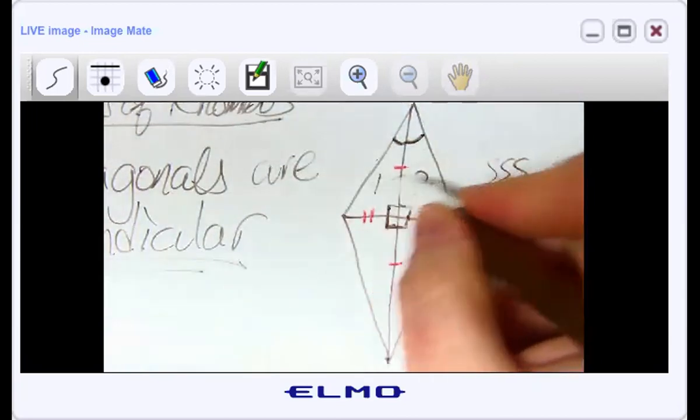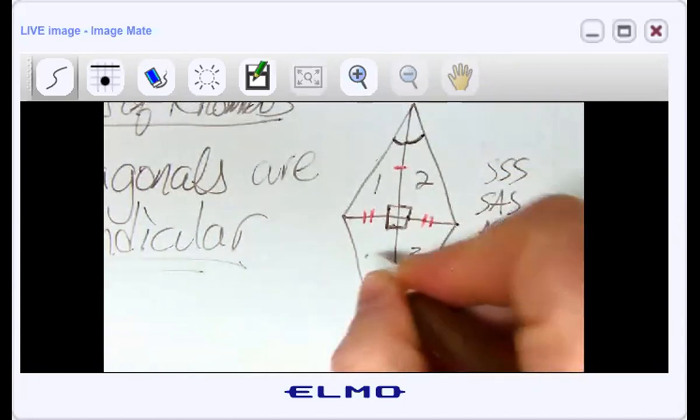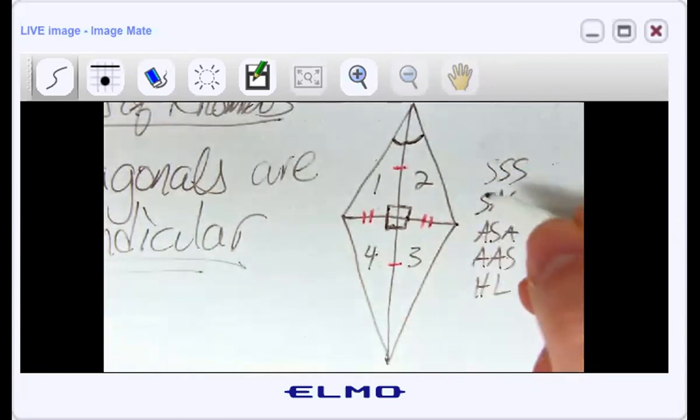Because now I don't have just these two triangles. I also have triangles 3 and 4 down here. Well, guess what? Triangles 2 and 3 are congruent to each other by side angle side also.